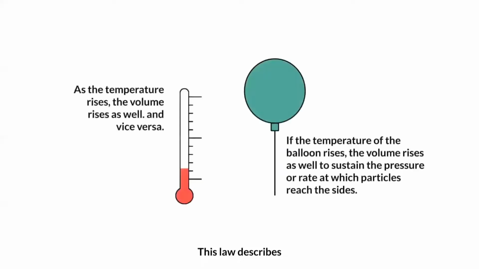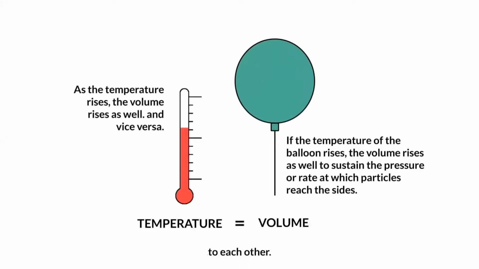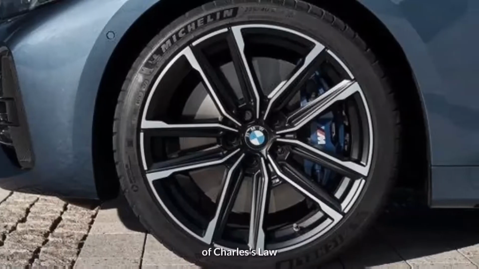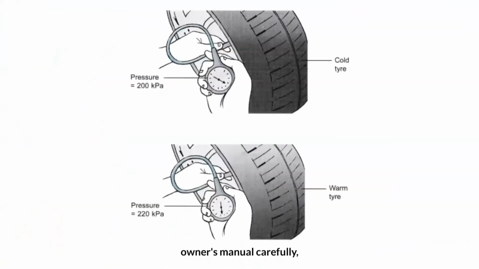We are down to our next law, and that is Charles' law. This law describes how gases tend to expand when heated. According to Charles' law, volume and temperature are directly proportional to each other. A real-life application of Charles' law would be your vehicle tire. If you read your owner's manual carefully, it will mention that tire pressure should always be measured cold. That's because driving around heats up tires.